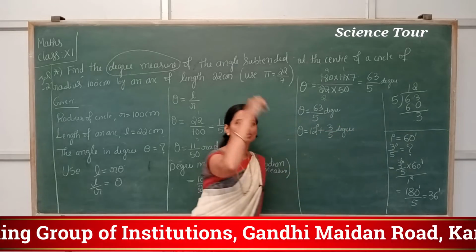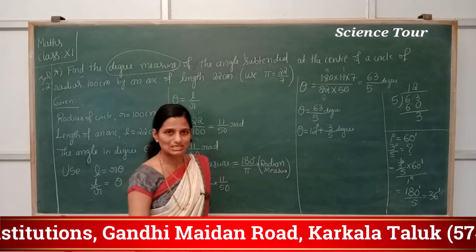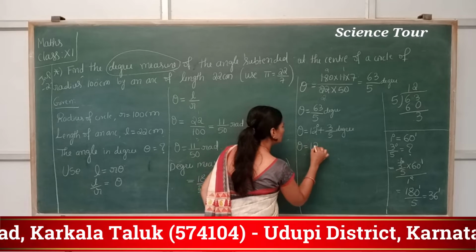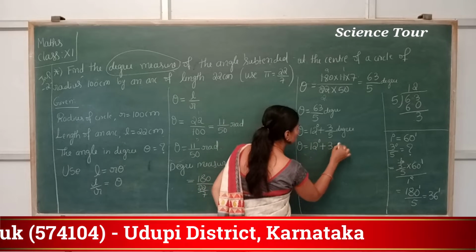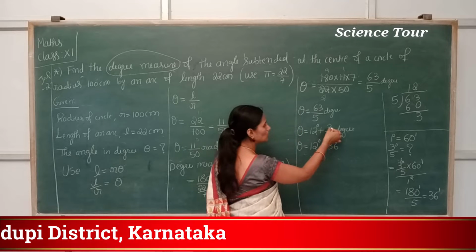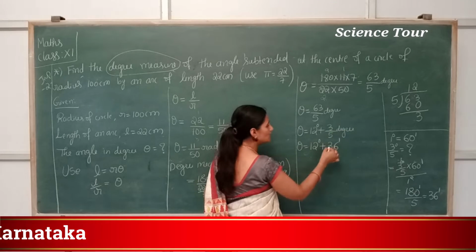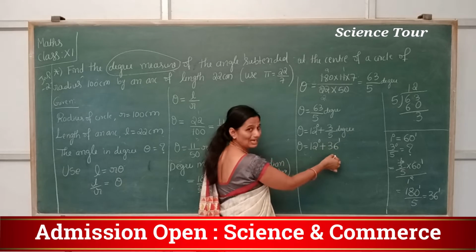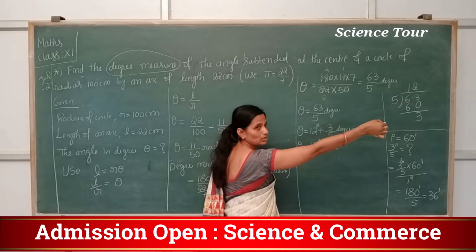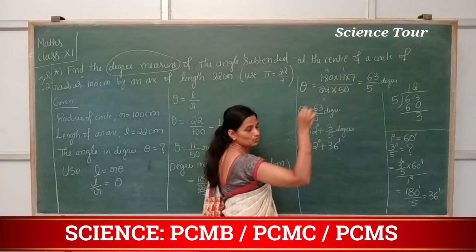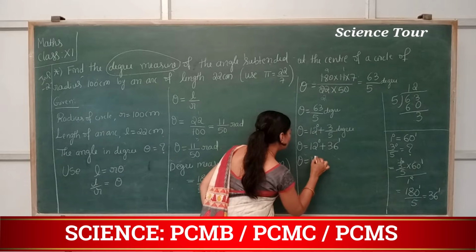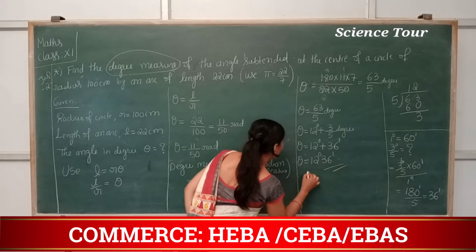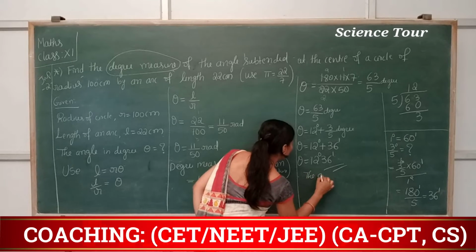Is it necessary to continue to the next 2 seconds? It is not necessary. So here theta is equal to 12 degree plus 36 minutes. So 3 by 5 degree means it is 36 minutes. In minute we did not get a fraction, so no need of dividing and converting again. So theta is equal to 12 degree 36 minutes.